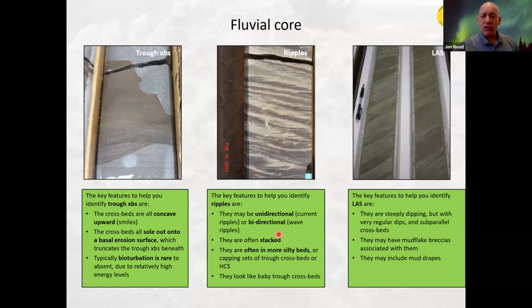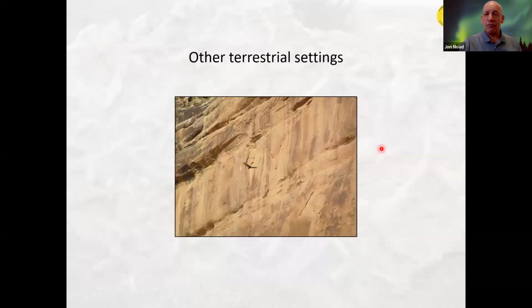To identify ripples, they're either going to be unidirectional or bidirectional. They're usually stacked like the ones that we see here, and more often they occur in finer grain beds as well. And then as far as lateral accretion surfaces go, so to identify point bars, they'll be steeply dipping, but they can be shallow, but they are usually fairly continuous. So these are these lateral accretion surfaces sitting in here. They may have bits of mud associated with them or mud drapes, and they might either be sand dominated or a mix of sand and mud.